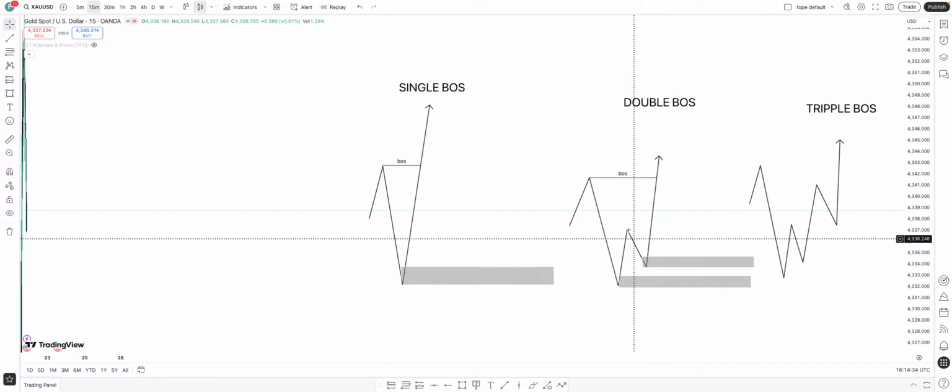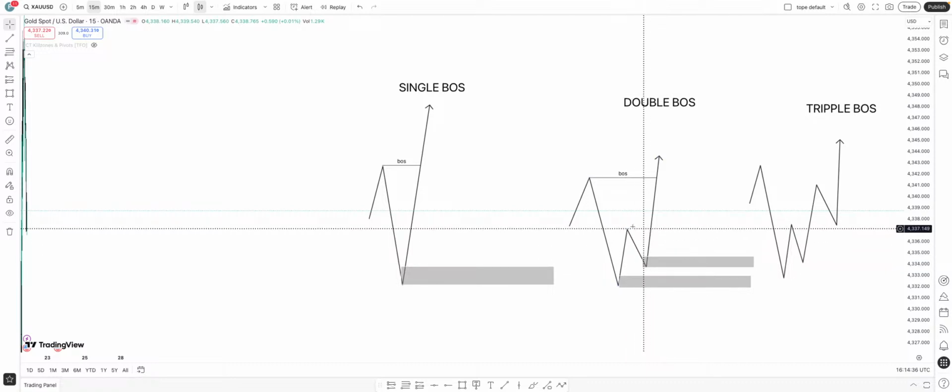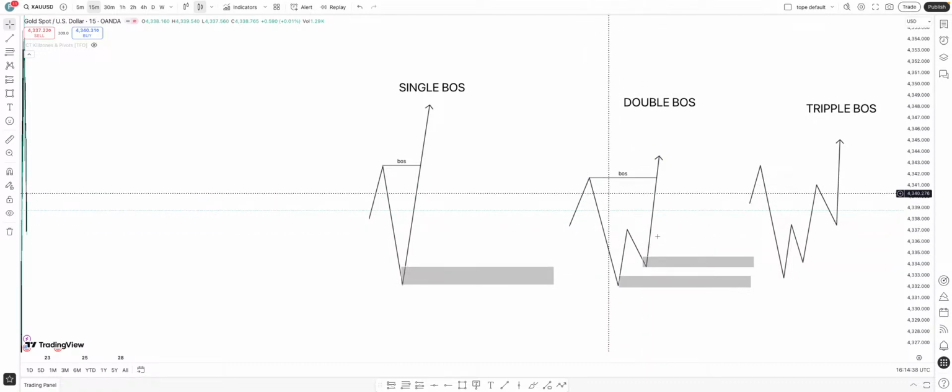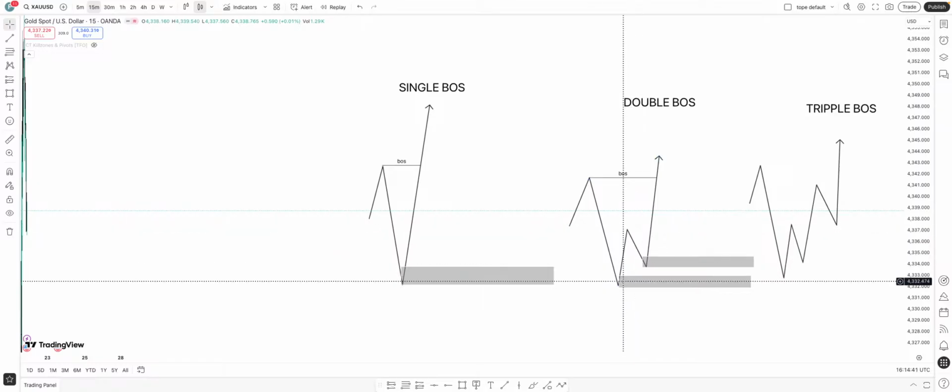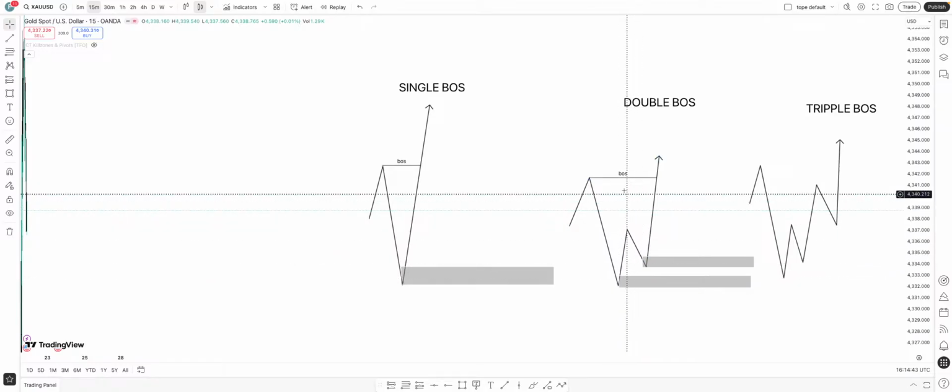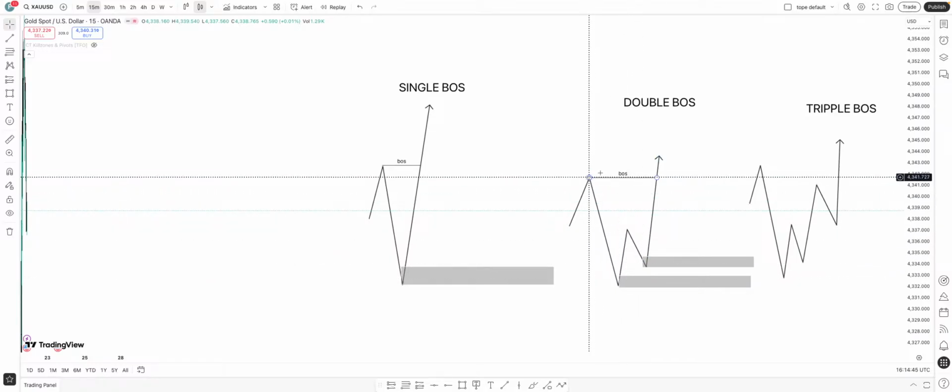So this one broke this mini structure inside the structure, inside this overall structure. This one broke this structure, and this one was responsible for this whole move that broke the real structure that we are looking to break. Do you understand?